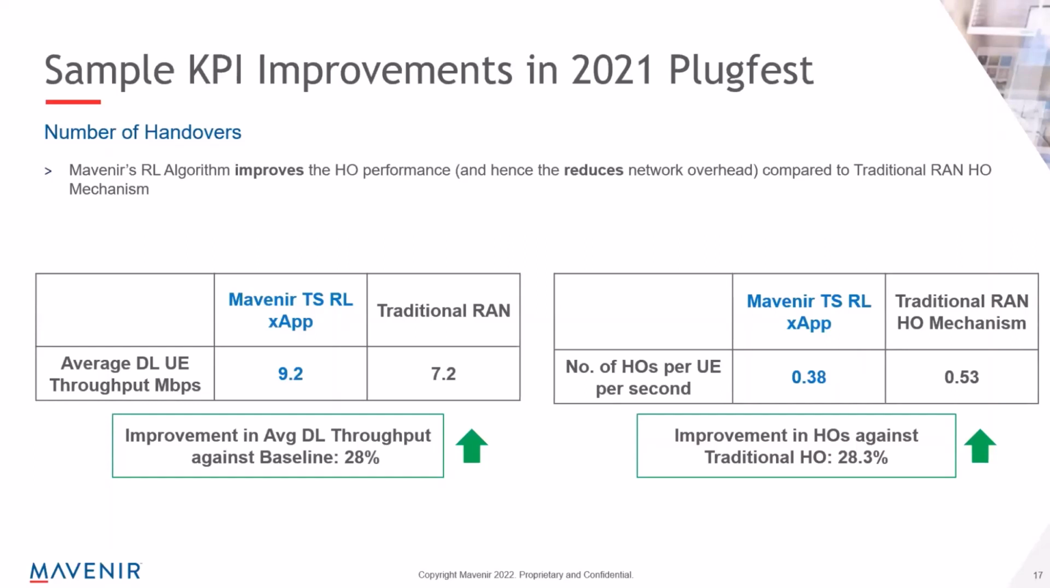And what we understood is that using those machine learning based xApps could improve downlink throughput by 28% and also handover performance by 28%. So this is what we are seeing with our initial testing, that the improvements could be massive real-time improvements that we could see in future implementation. So this is from 1 year back.